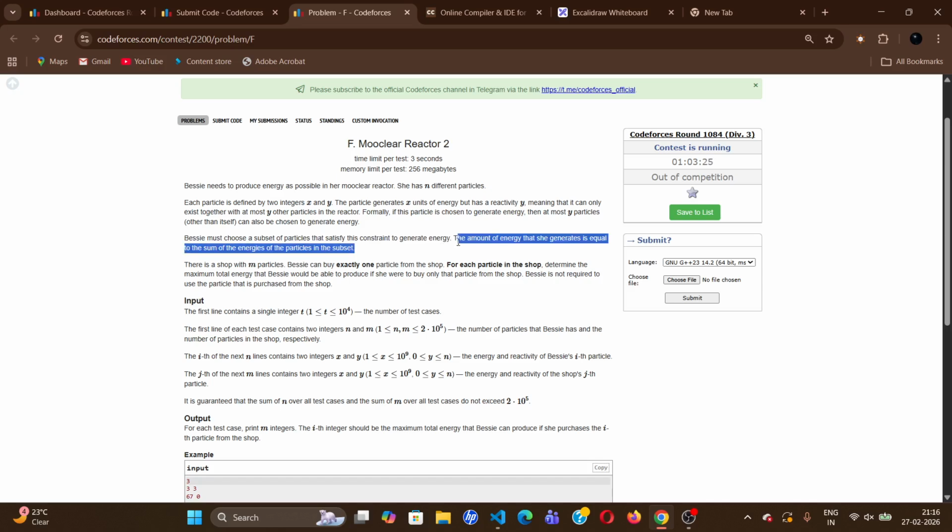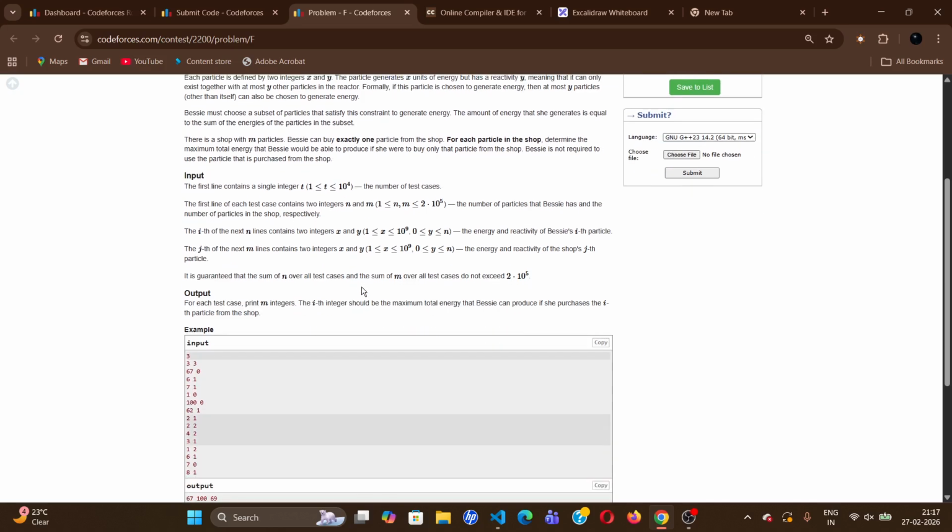The amount of energy that C generates is equal to the sum of the energies of the particles in the subset. Okay, there is a shop with M particles. C can buy exactly one particle from the shop. For each particle in the shop, determine the maximum total energy C would be able to produce if C were to buy only that particle from the shop. It is not required to use the particle that is purchased from the shop.